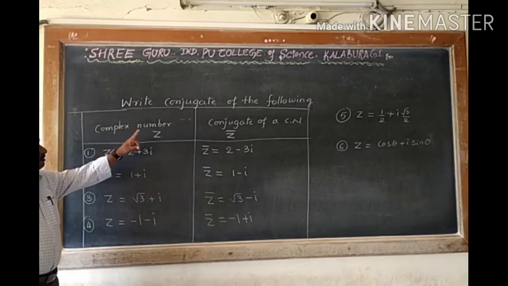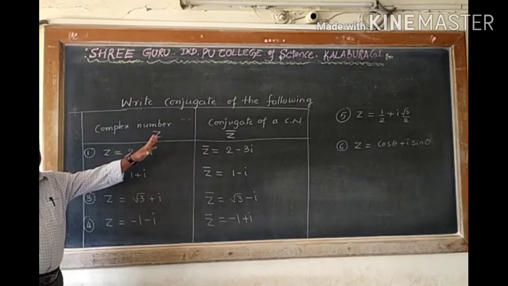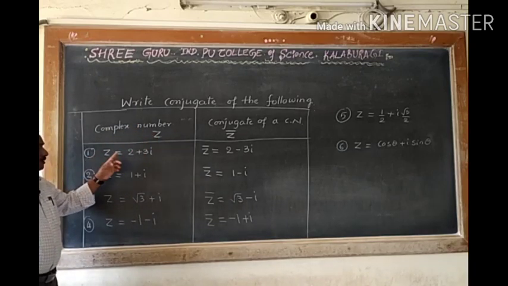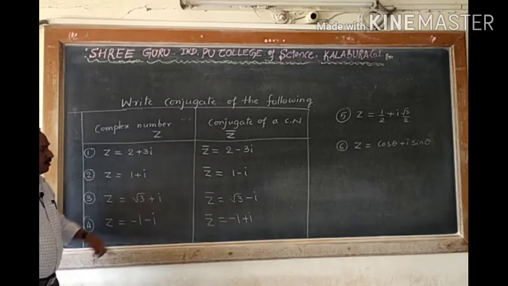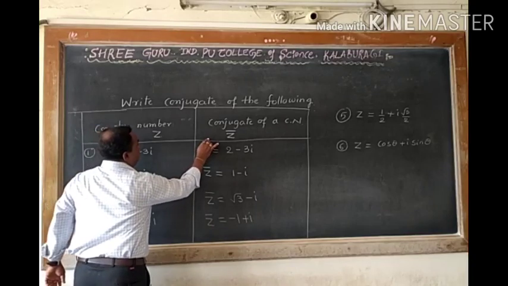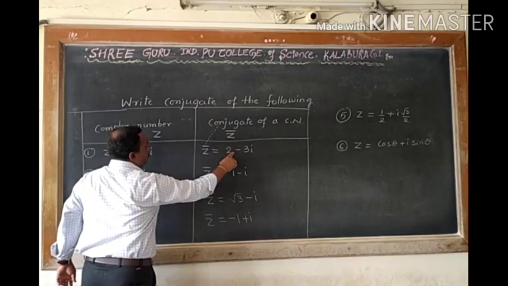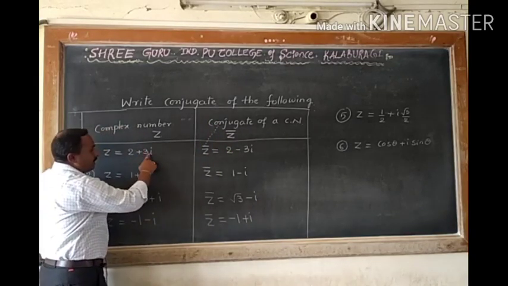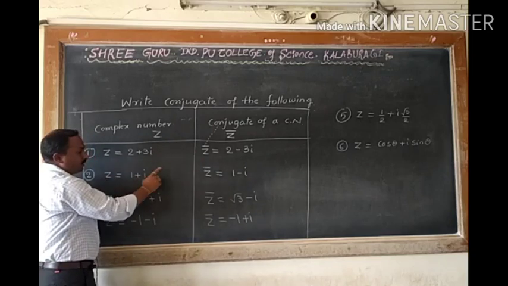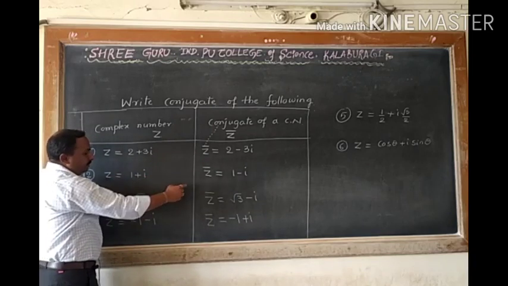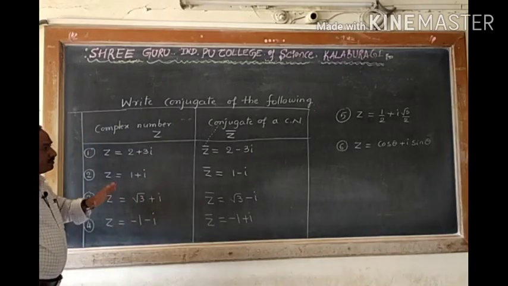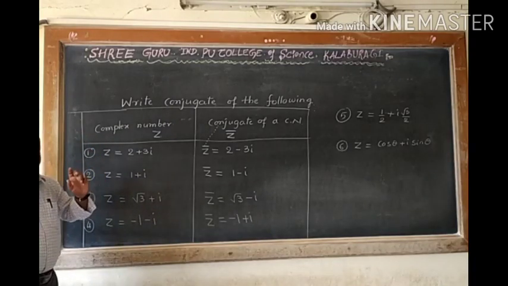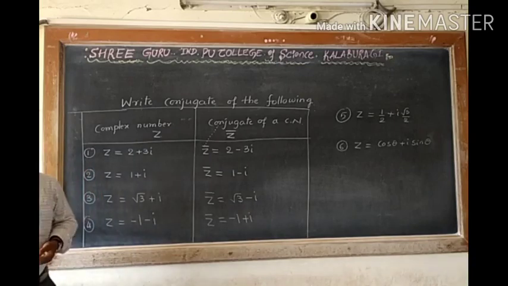Write the conjugate of the following complex numbers. Z is equal to 2 plus 3i. Z bar means conjugate. It is 2 minus 3i. Plus 3i becomes minus 3i. Plus i becomes minus i. Minus i becomes plus i. That is, change the sign of the imaginary part.